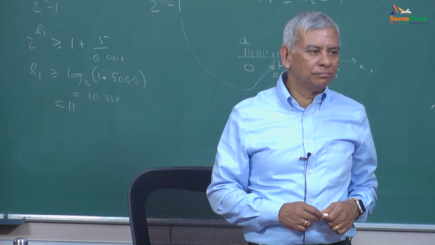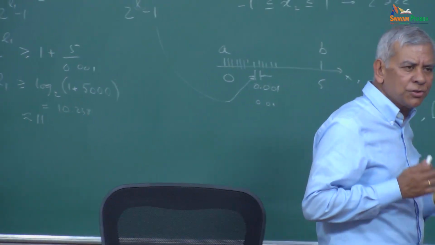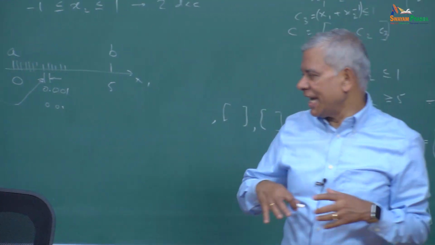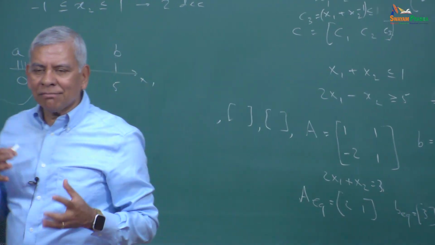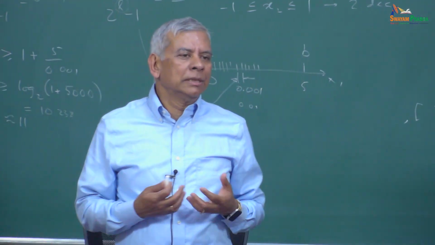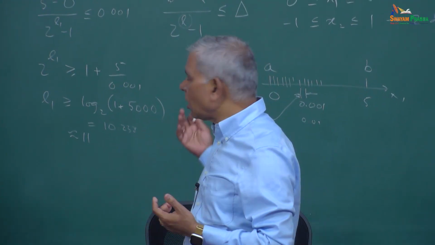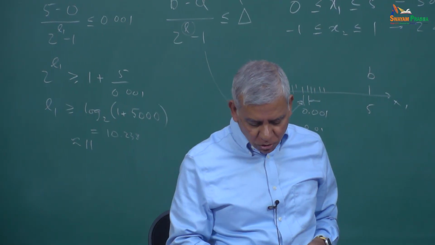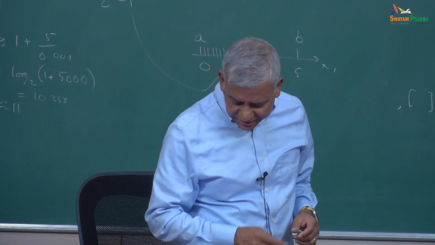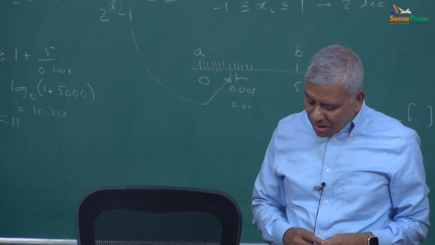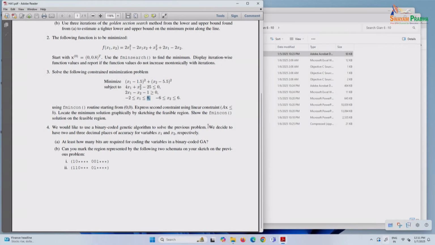Any question? Very simple, just a simple exercise for you to see how in binary coded GA, we don't use them anymore, but this is a good idea to see how they used to figure out how many bits are needed. And we have a code that does that too. Okay, the second part is, can you mark the region represented by the following 2 schemata? So let me do another one, not just this one.